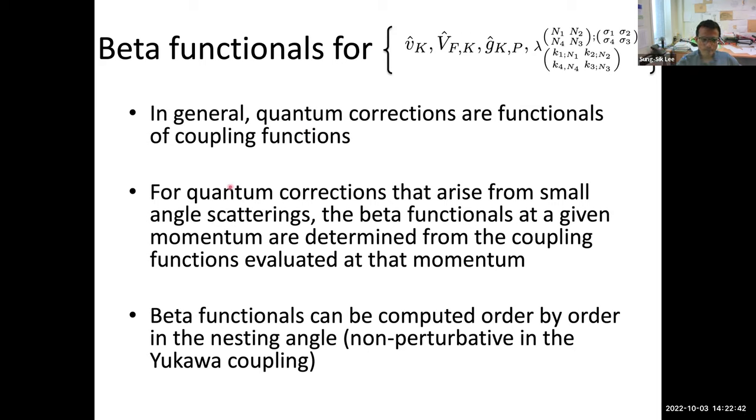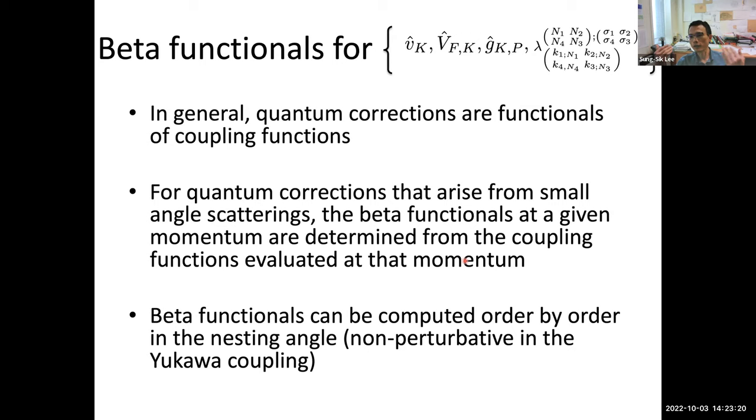However, for the beta functions and quantum corrections that arise from small angle scatterings, it turns out that the beta functionals at a given momentum depend only on the couplings evaluated at that momentum. So there's a sector where a great degree of simplification arises. This happens when the momentum transfer is small, or bounded by the energy scale.